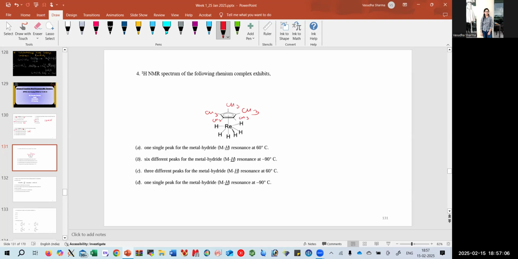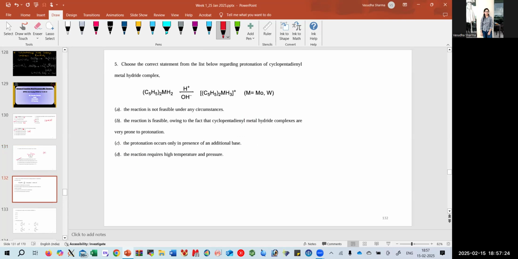two axial ones and 4 different ones. So at 60 degrees, both axial and equatorial seem to be having a rapid exchange, and therefore the instrument can only take an average environment. Therefore, only one single peak at 60 degrees Celsius. So option A is correct.